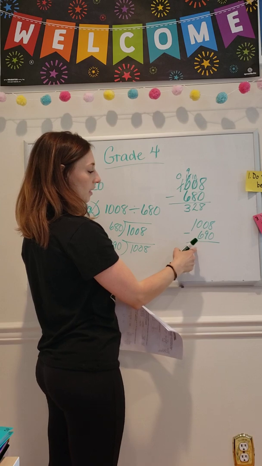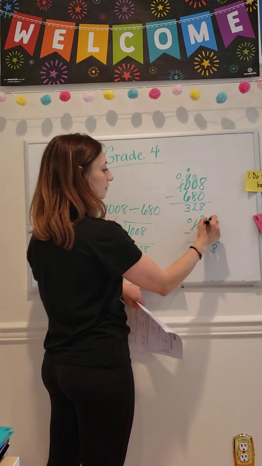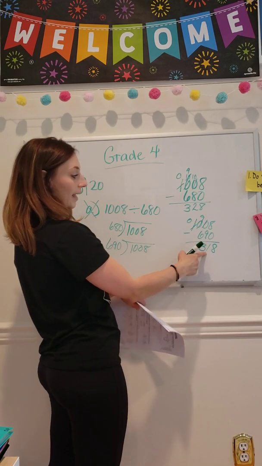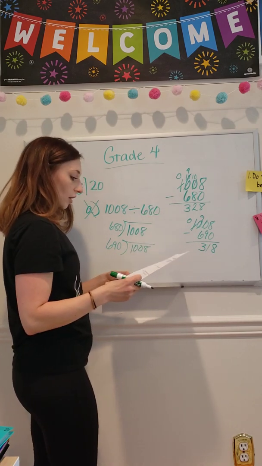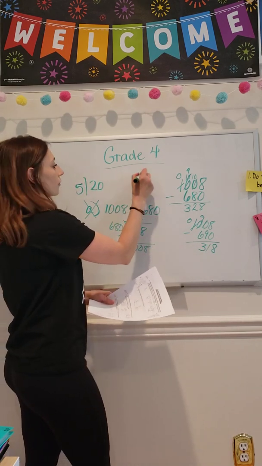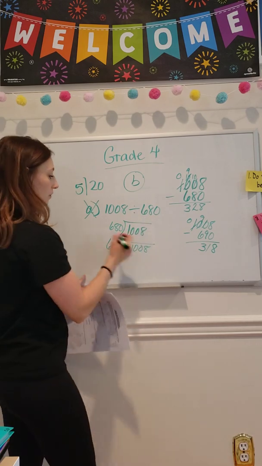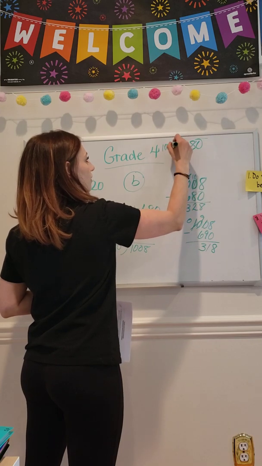I'm going to do the same thing here. 8 minus 0 is 8. Borrow from the 1. 10 minus 9 is 1, 9 minus 6 is 3. So again, I end up with a smaller answer, not a larger answer, which means the correct answer for 520 is B.